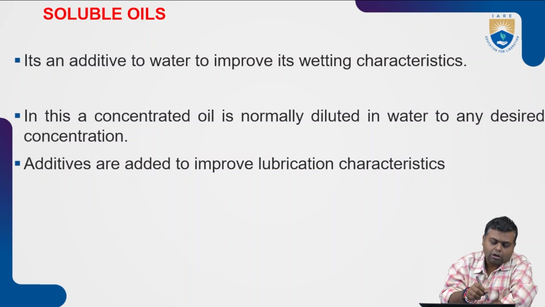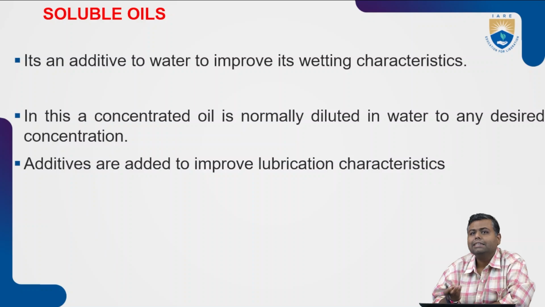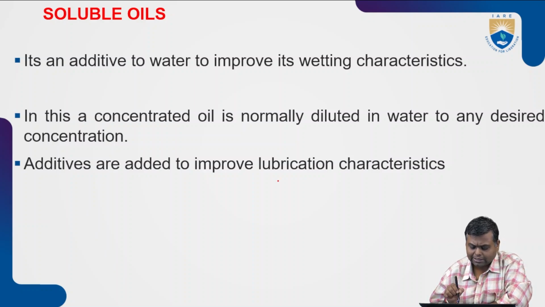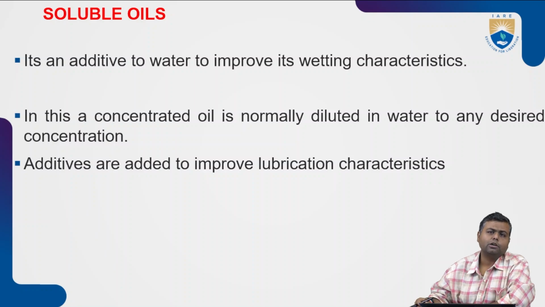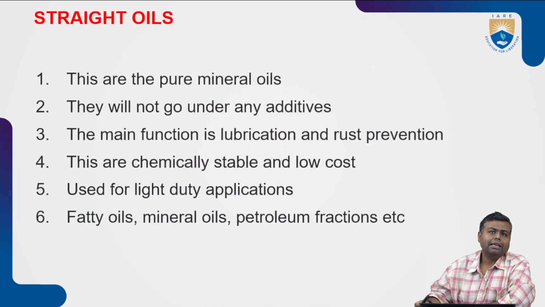The definition of soluble oil stands like that: it is an additive to water to improve the wetting characteristics. The wetting characteristics is nothing but improving the cooling process. Now, additives are added to improve lubrication characteristics. You can add one additive or a number of additives to the concentrated oil so that it can be converted into soluble oils. Next, the third one is straight oils.